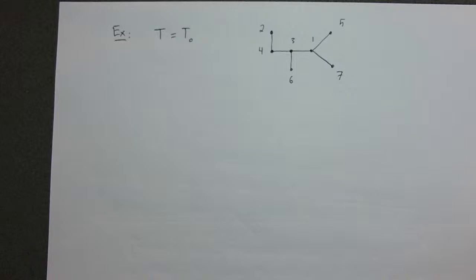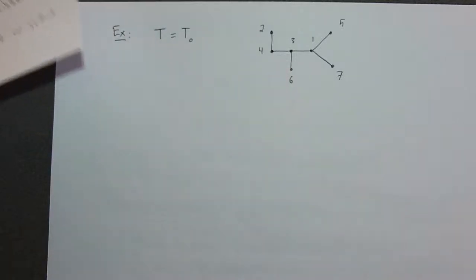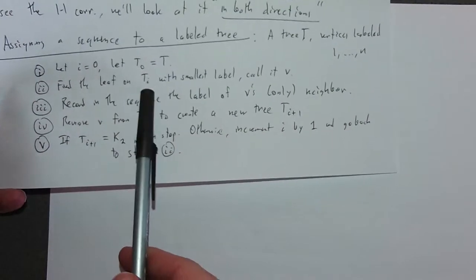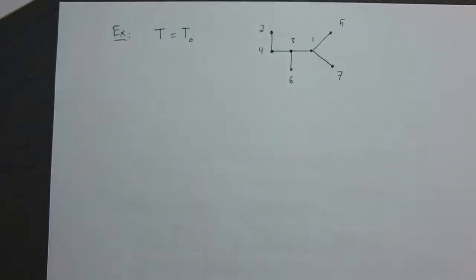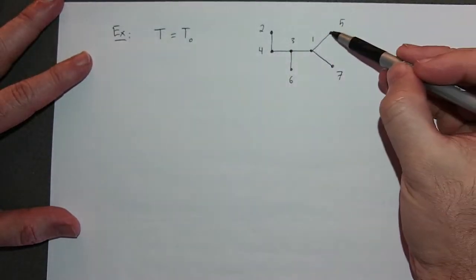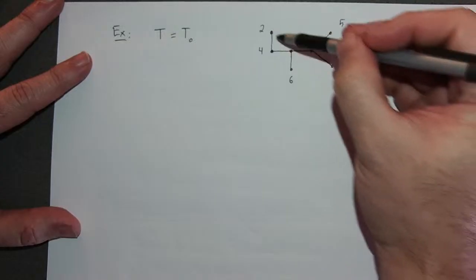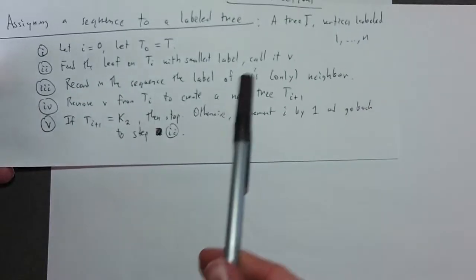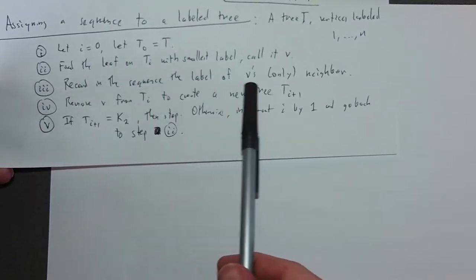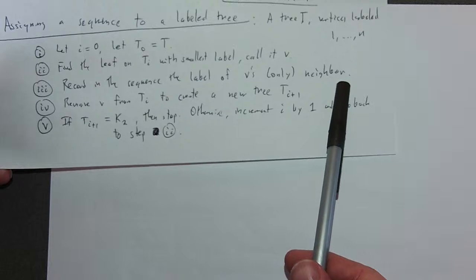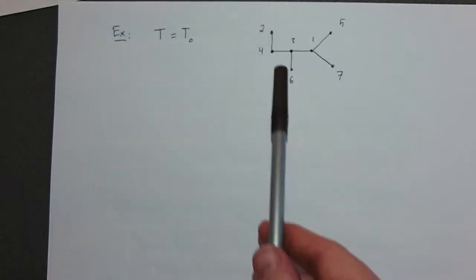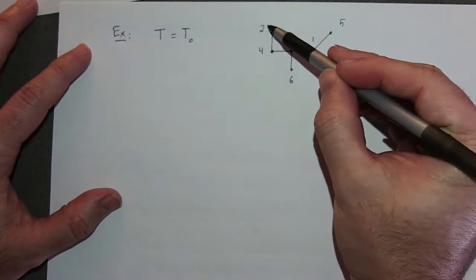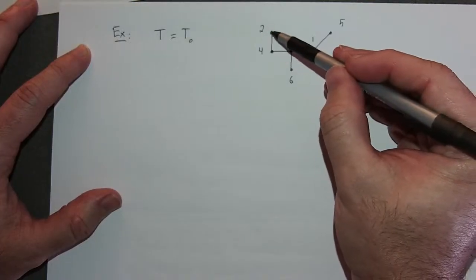Now, I have let my tree T be this T naught. I'm looking for the leaf on T naught with the smallest label. Here's a leaf, here's a leaf, here's a leaf, here's a leaf. The one with the smallest label is here, it's 2. So I've identified that. What do I do with it? I record in the sequence the label of V's only neighbor. The only neighbor that this lowest numbered leaf has is 4.